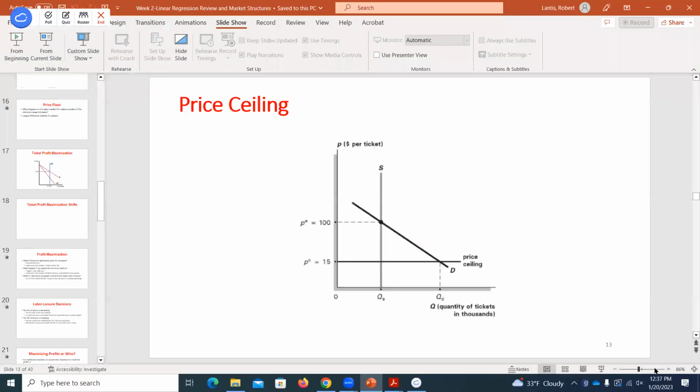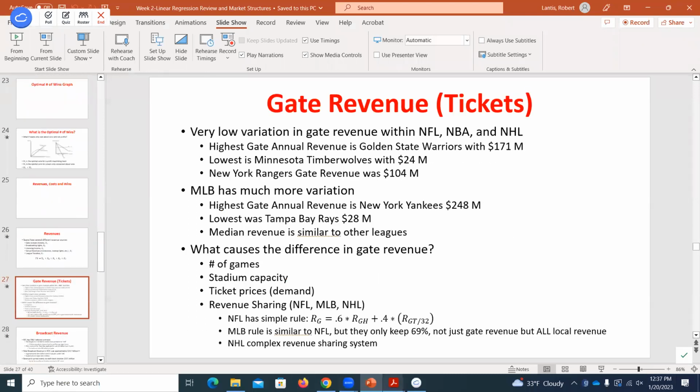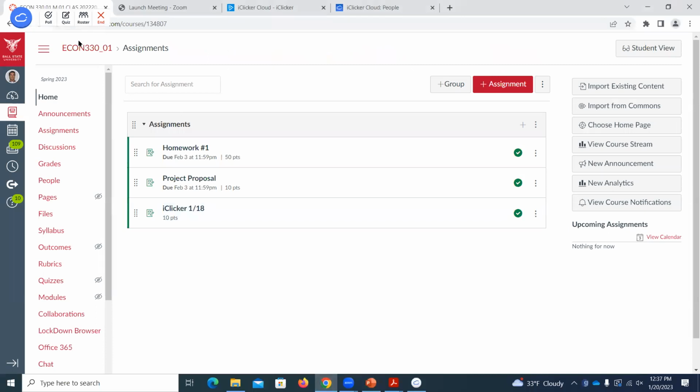So I mentioned the project. And we'll talk about different types of revenues next week. But if we go to Canvas, I put up a place where you can upload your project proposal.